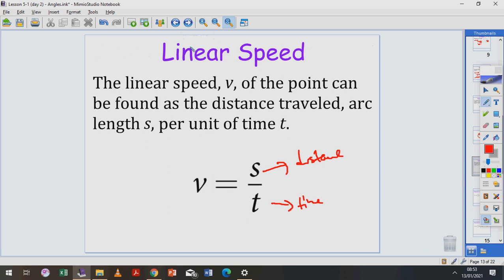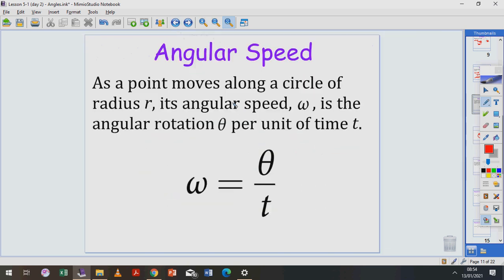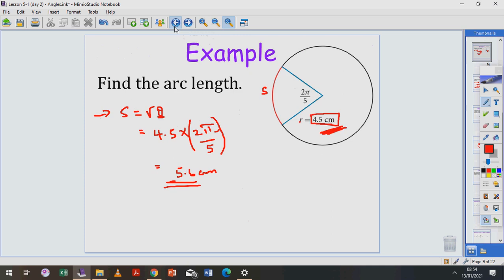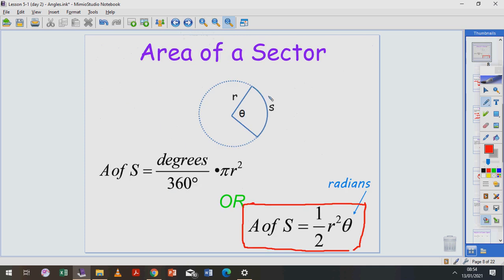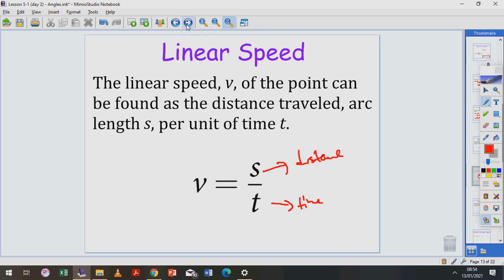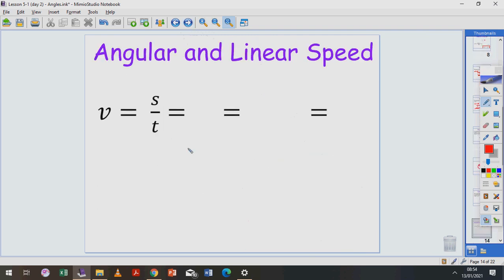Isn't that because of the arc length? Yeah, that's because when we talked about arc length, we still used S as our distance. So you guys remember that S is equal to R theta, right? So basically it's the same thing as R theta divided by T, since S is equal to R theta.